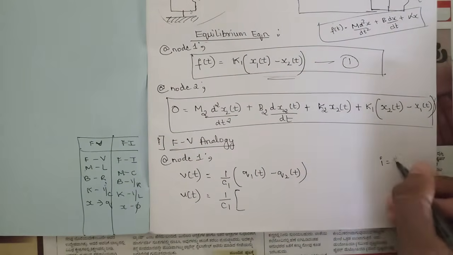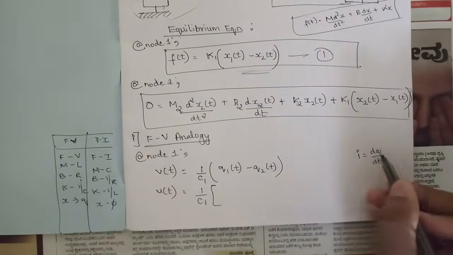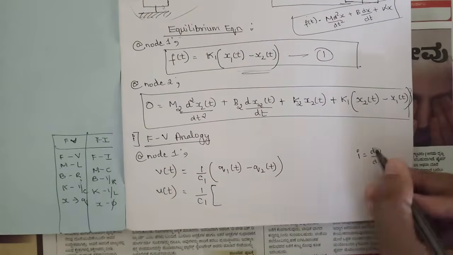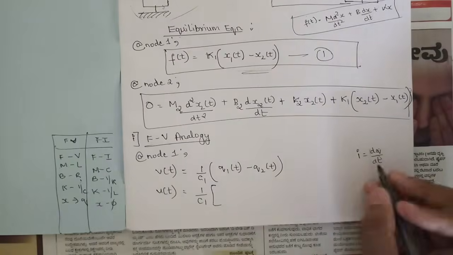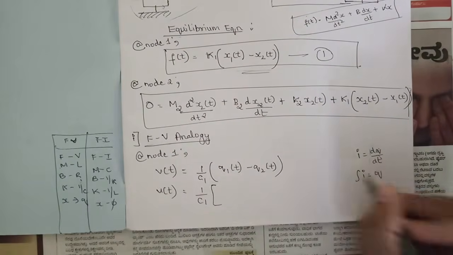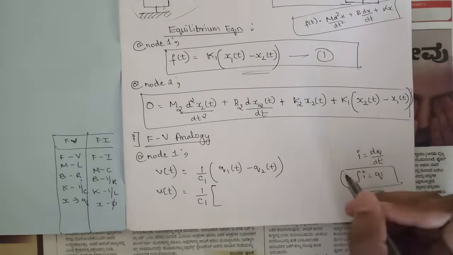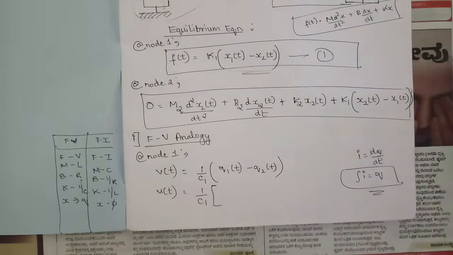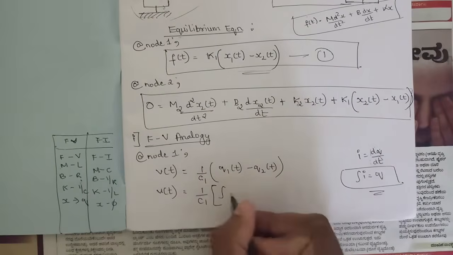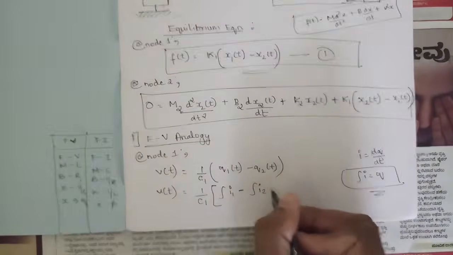I is equal to dq by dt, but we have only q here. So in order to get this q, what we need to do is take this differentiation to the other side. If we take the differentiation from this side and bring it to the other side, it becomes an integration. So integration of I is equal to q. We can write directly that q1 of t is equal to integration of I1 minus integration of I2.